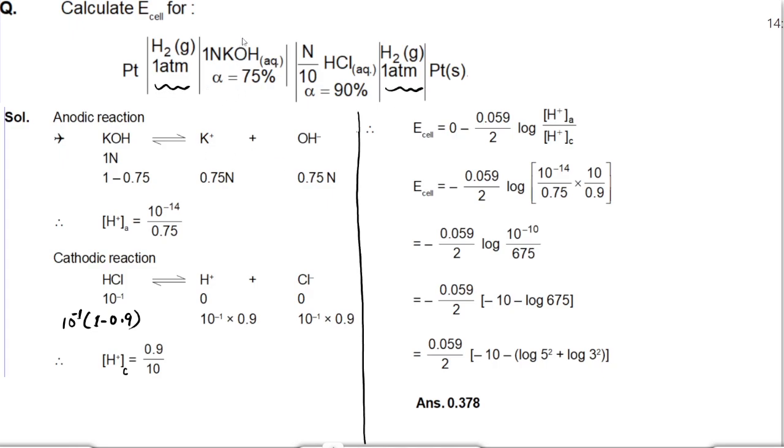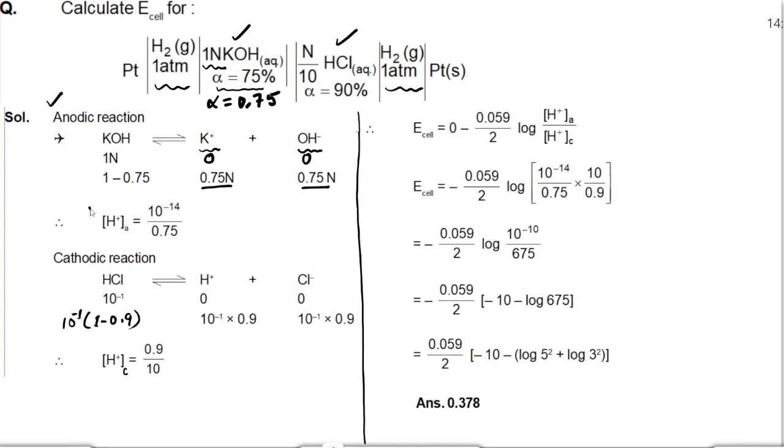Now we have KOH on one side and HCl on the other side. So in the anodic compartment, KOH gives K plus and OH negative ions. See, we start with 1 molar normal because it is 1 normal. So initially it is 0, 0. Now at equilibrium, alpha is given 75%. That means alpha is 0.75. So it is 1 minus 0.75, 0.75, 0.75.